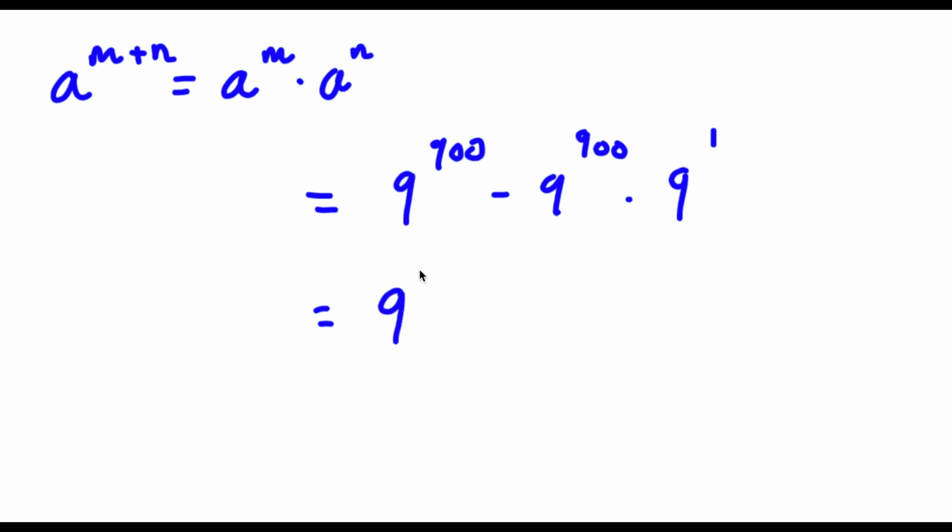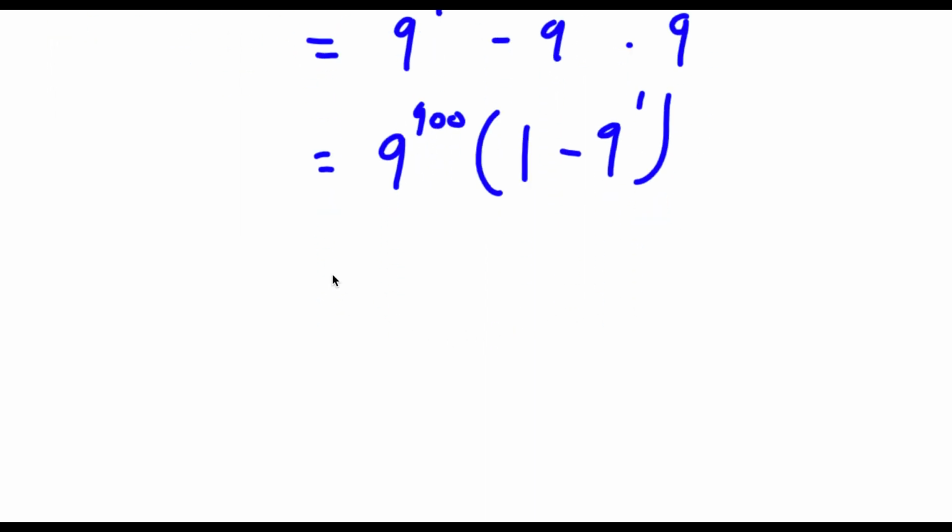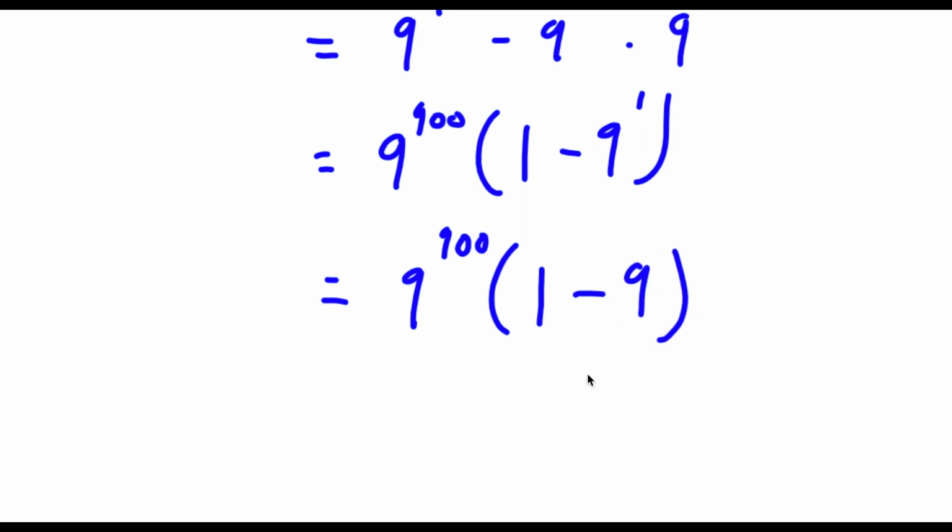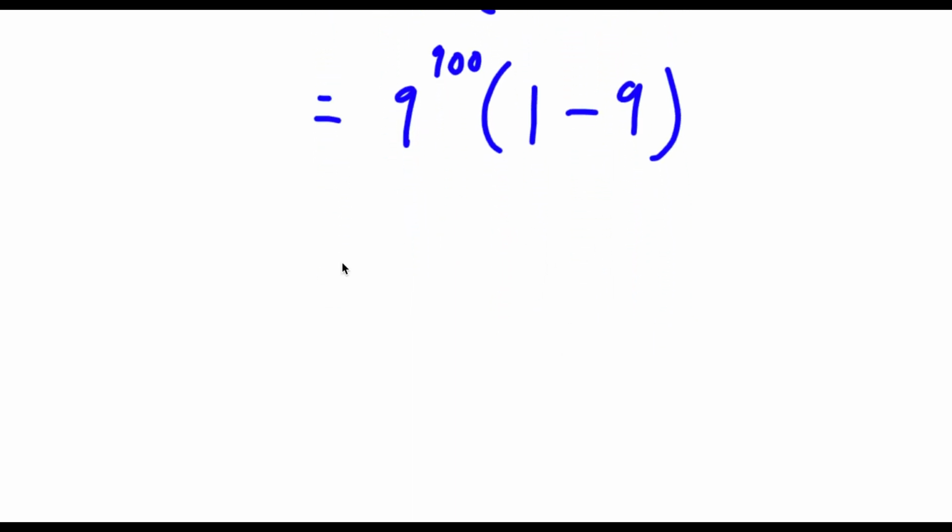So now I have 9 to the power of 900 times, now 9 to the power of 900 divided by 9 to the power of 900 is simply 1, minus 9 to the power of 900 times 9 to the power of 1 divided by 9 to the power of 900. All that's left is 9 to the power of 1. So now this is equal to 9 to the power of 900 times 1 minus 9, because 9 to the power of 1 is the same thing as 9. Now 1 minus 9, that's the same thing as negative 8.